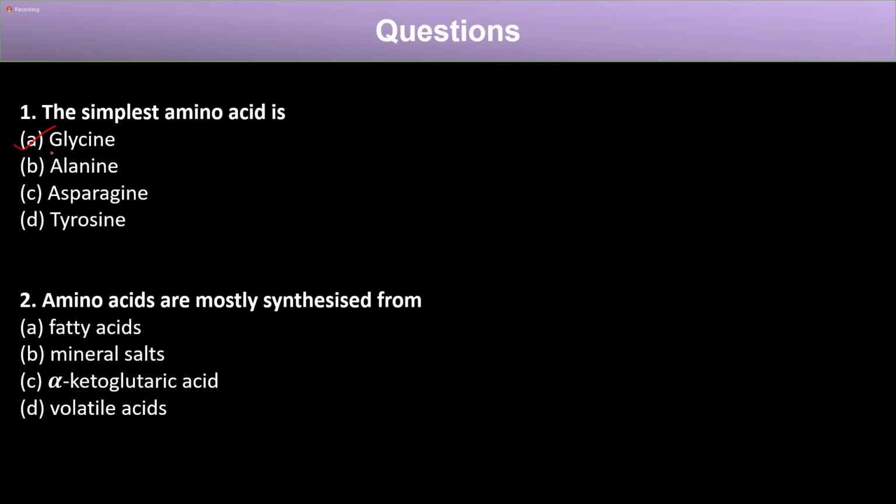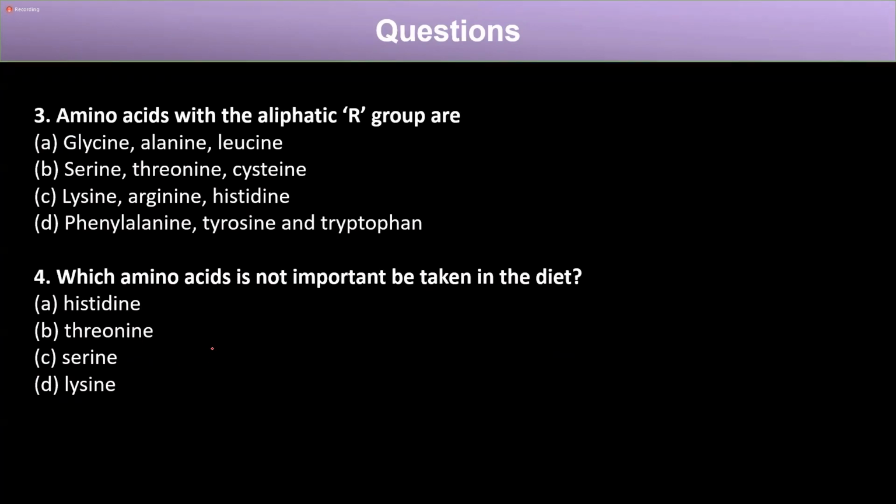So the first question is, the simplest amino acid is, so I just told you the answer is glycine, right? Now, the second question is, amino acids are mostly synthesized from, so they are synthesized from alpha ketoglutarate acid that I just told you, okay? The third question is, the amino acids with the aliphatic R group are. So there are various options.